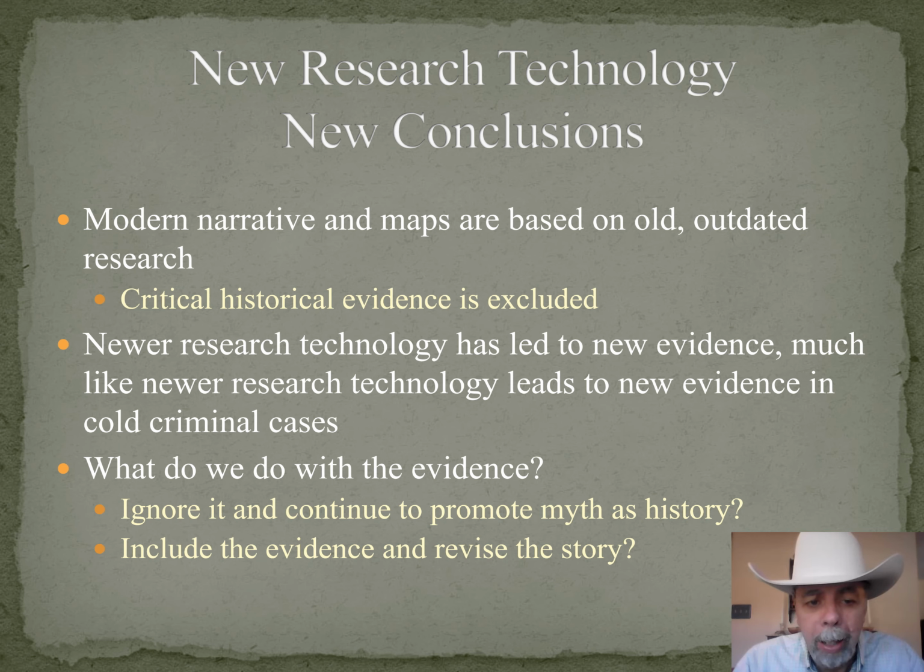So it's one thing to act on the best information available, which is what the 20th century authors undoubtedly did. They acted on the best information they had at the time. Now that best information has changed, and we know more now than we did 40, 50, 100 years ago. So the question is, what do we do with the evidence? Do we ignore it and continue to promote what we now know to be myth as historical fact? Or do we include the evidence, revise the story, and put these trail names in their proper context?